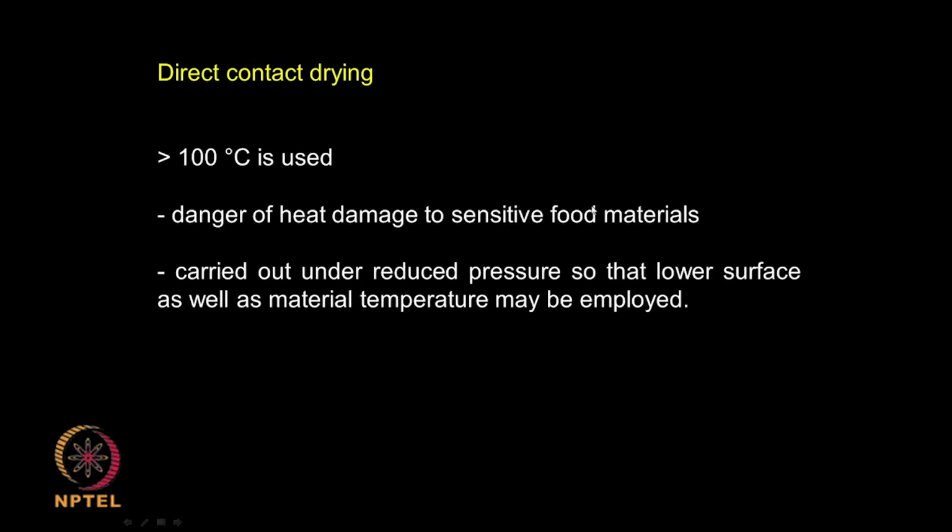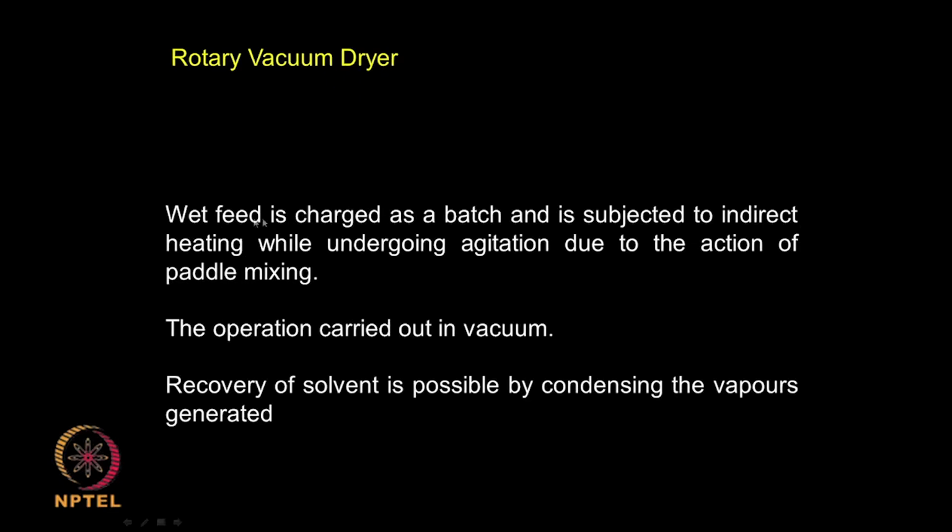One problem is that heat sensitive material like food material may get damaged. So, we can carry it out under reduced pressure and lower surface temperature, so that if it is temperature sensitive material, it does not get damaged. Rotary vacuum dryers: the wet feed is charged as a batch, and it is subjected to indirect heating, and there could be agitation also. This could be carried out in vacuum. So, that is called a rotary vacuum dryer. We can even recover the solvents, especially in this type of dryer, whereas in the other types it may be more difficult to recover the solvent.